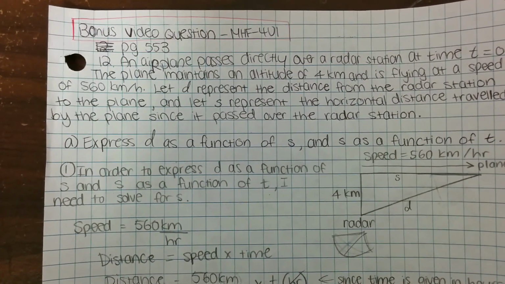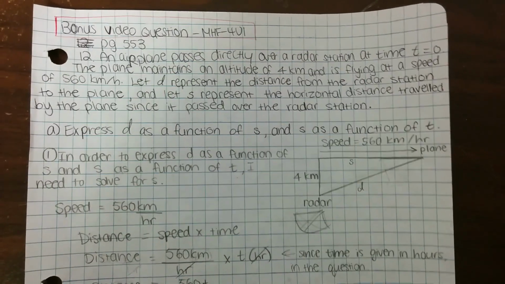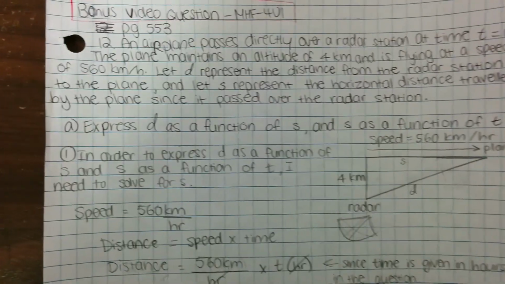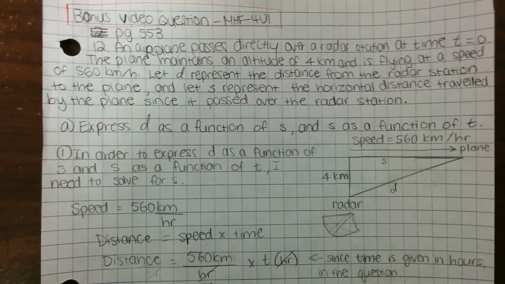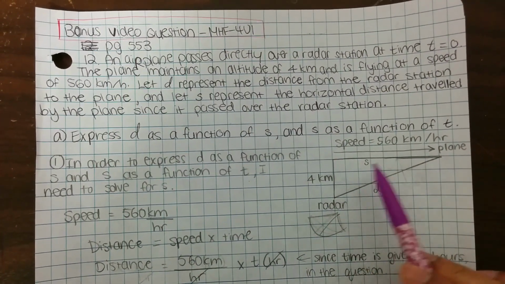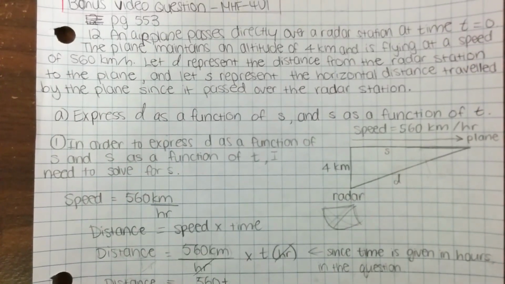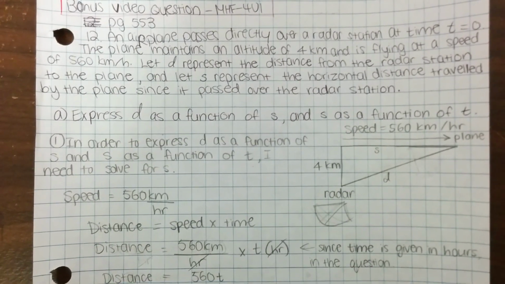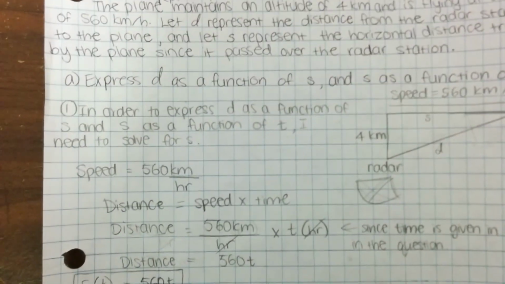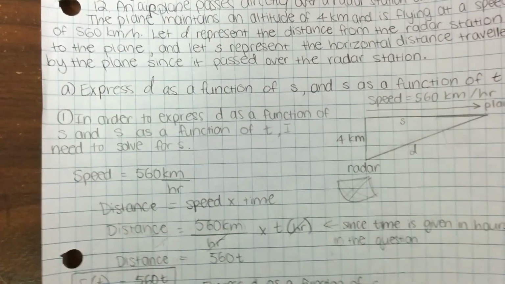Let d represent the distance from the radar station to the plane, so which is this, and let S represent the horizontal distance traveled by the plane since it passed over the radar station. So this. Okay, so for part A, it's express D as a function of S and S as a function of T. So in order to express D as a function of S and S as a function of T, I need to solve for S.